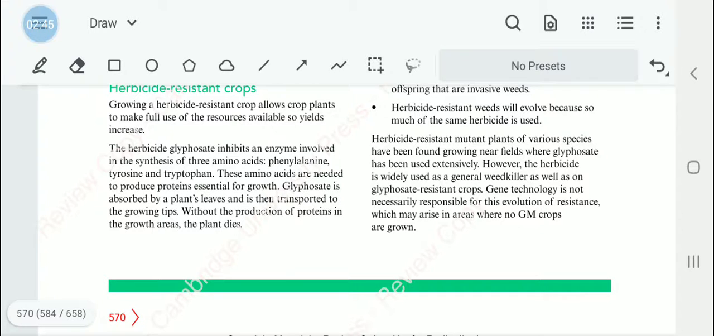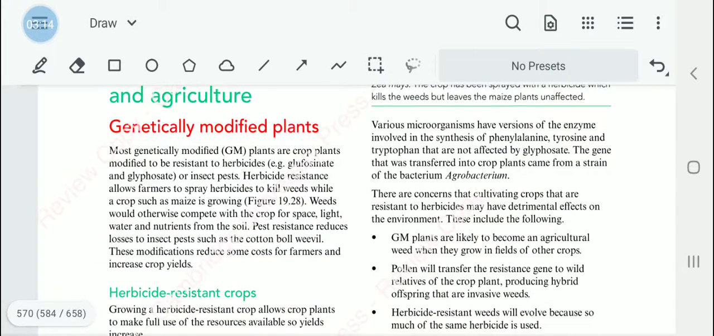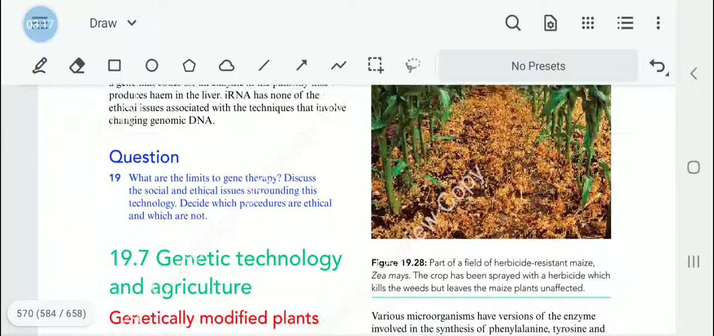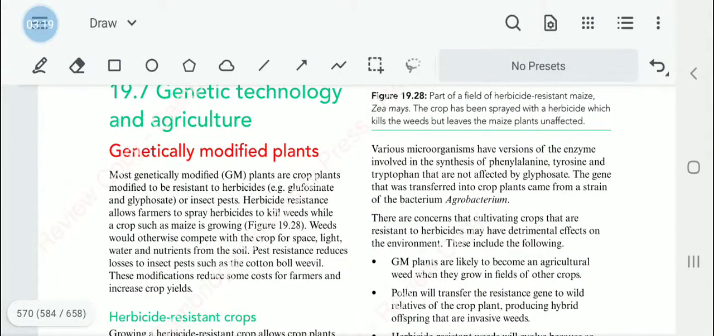So when glyphosate is absorbed by plants' leaves, it will be transported to the growing tips, and it will inhibit the activity of the enzymes that carry out this protein production. So then, without the production of proteins, the plants will die. However, if this is taken up by the crop plants also, then they will also die.